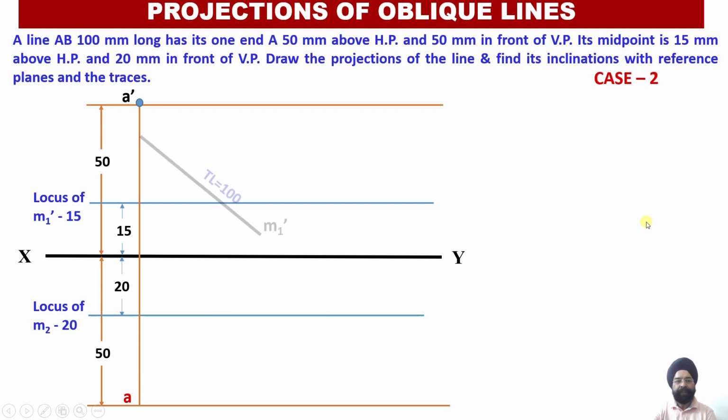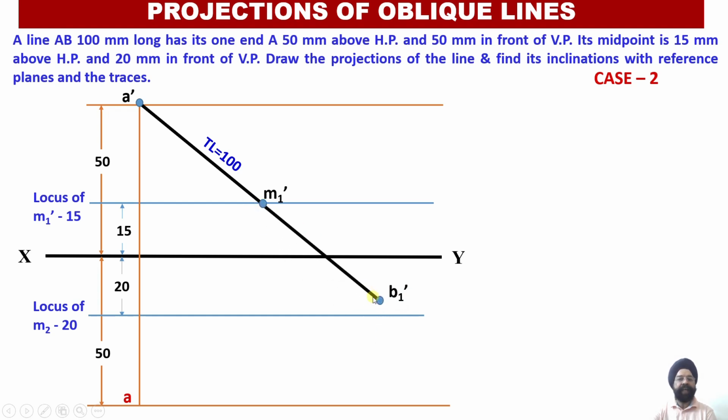So let us do that. Please see, true length is 100. I have marked 50 millimeter first of all because this is the locus of the midpoint. So this is first 50 millimeter. Extend this further by another 50 millimeter. So 50 plus 50 makes it 100. So this is my true length of the line.